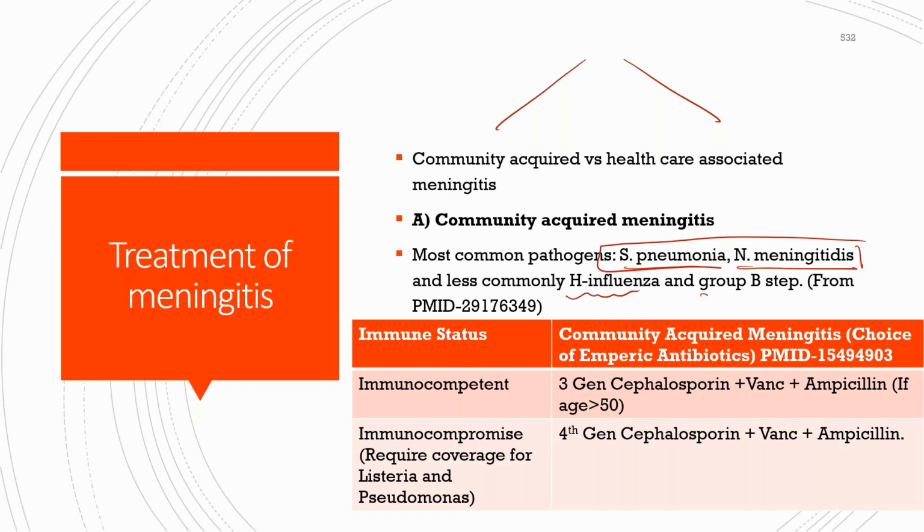Less common are H. influenzae, group B strep. Now, if the patient is immunocompetent, you will use cephalosporin. Why use cephalosporin? Because cephalosporin has good CNS penetration.